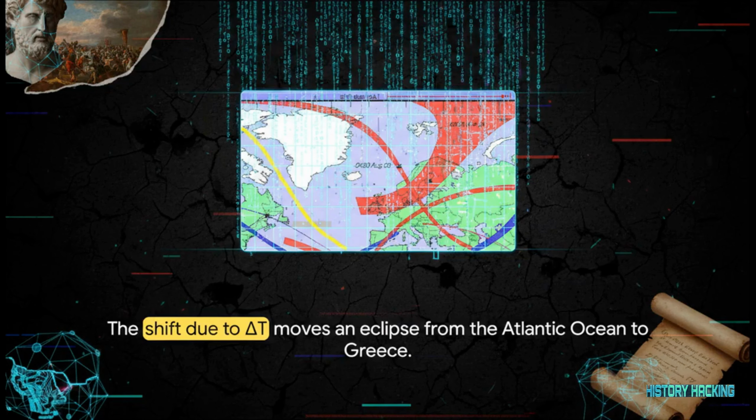And look at the scale of this so-called patch. This isn't some tiny little tweak. No, the delta t correction can literally move a calculated eclipse thousands of kilometers across the face of the Earth. What you're looking at right here is an eclipse that should have happened over the Atlantic Ocean, being dragged, kicking and screaming all the way over to Greece just to make a story fit.